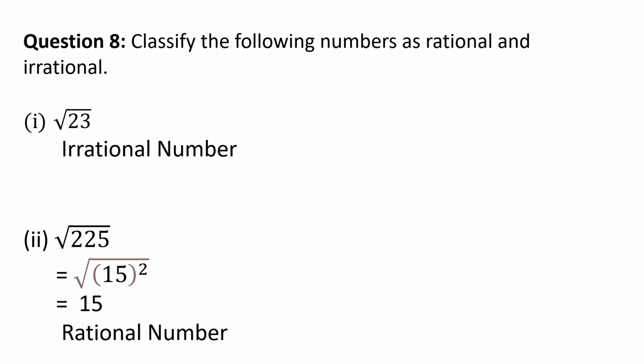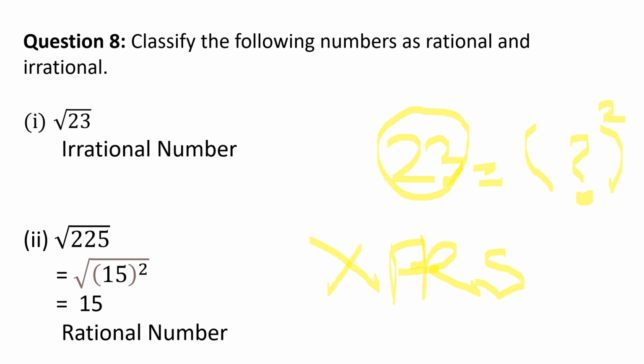Let me ask that to you once. 23. Can I write 23 as a square of any number? No. 23 is not any number square, right? So that means it's an imperfect square. So this is not a perfect square. So that means this is an irrational number, right?